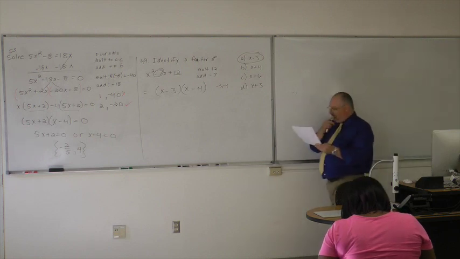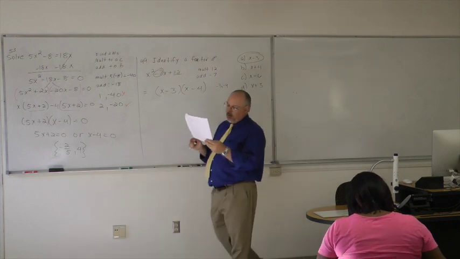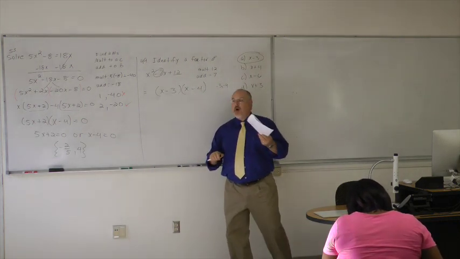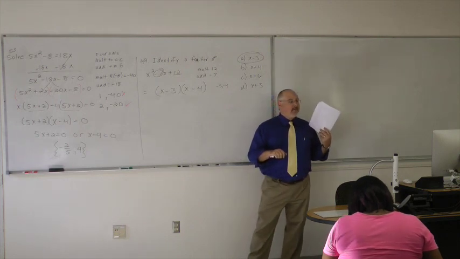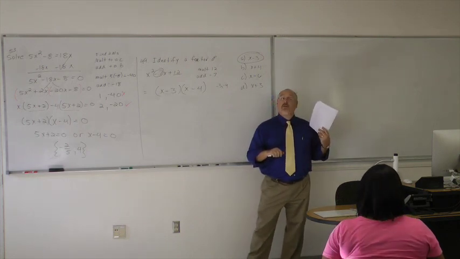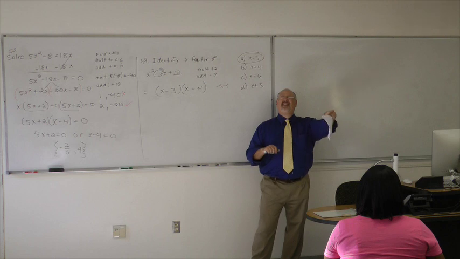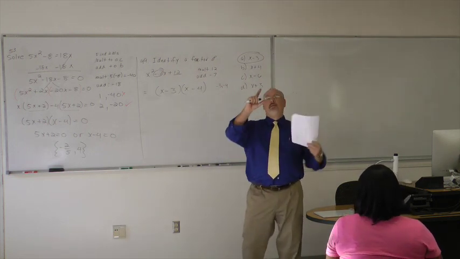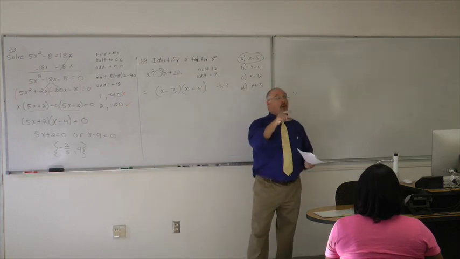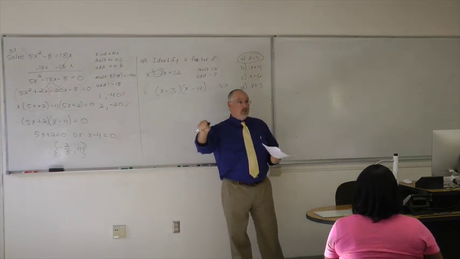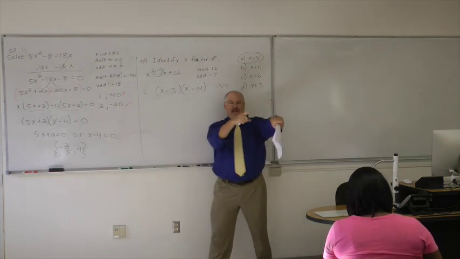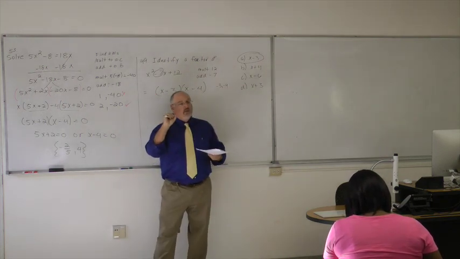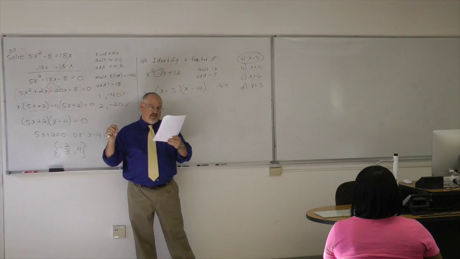All right, so 54, determining when a rational expression is undefined. When is a fraction undefined? When the numerator is over 0. Say it one more time. When the numerator is over 0, or when the denominator is 0. All right, different language, but same thought. So when the denominator is 0, that's when the expression is undefined.